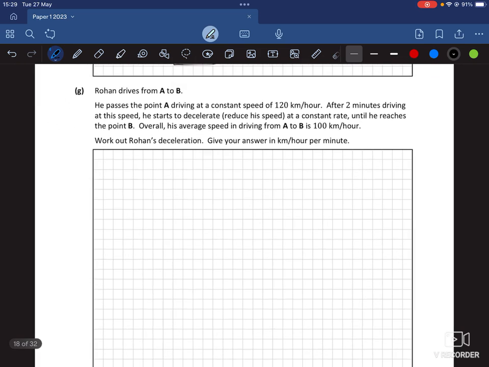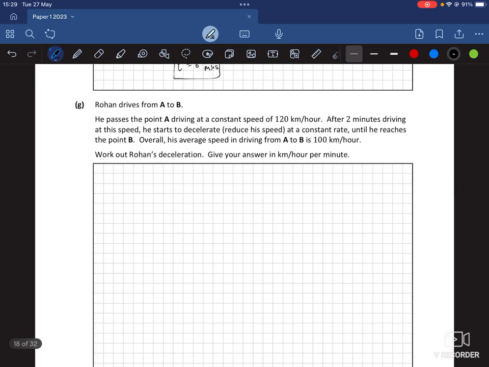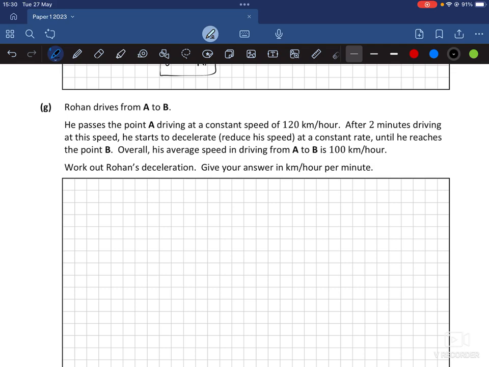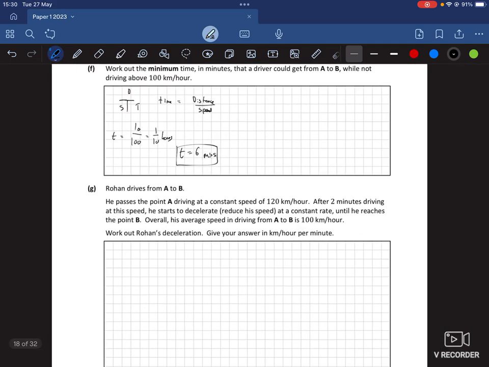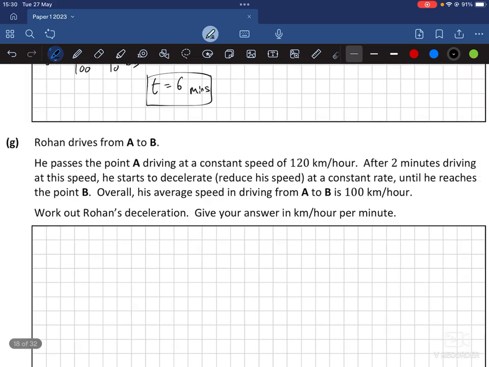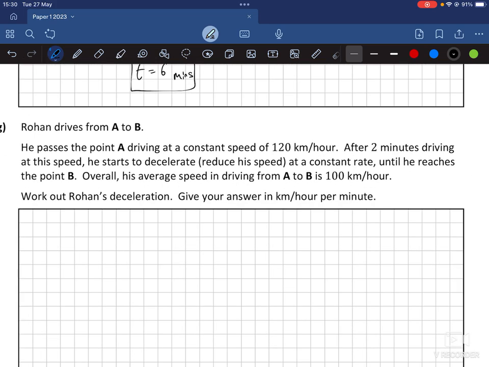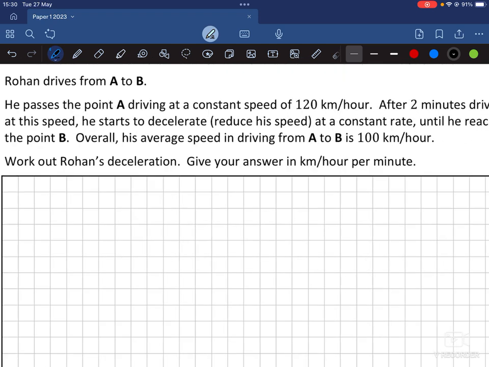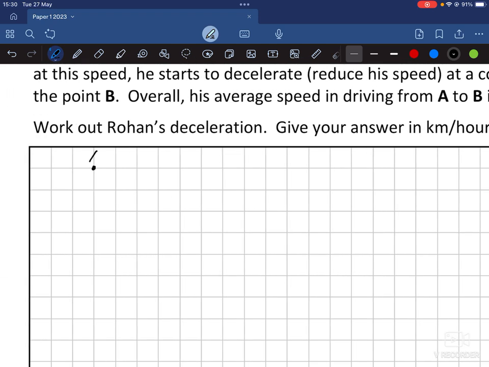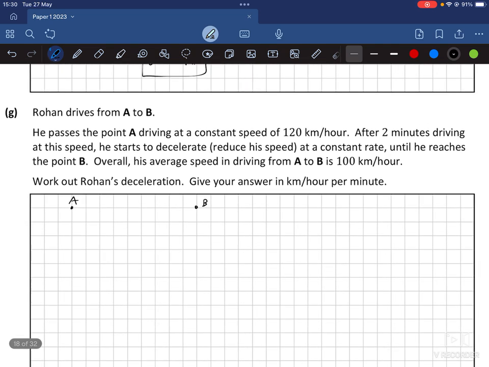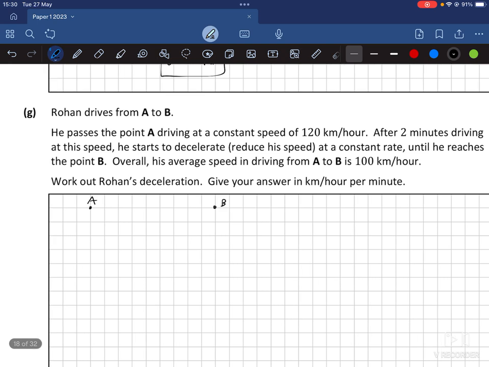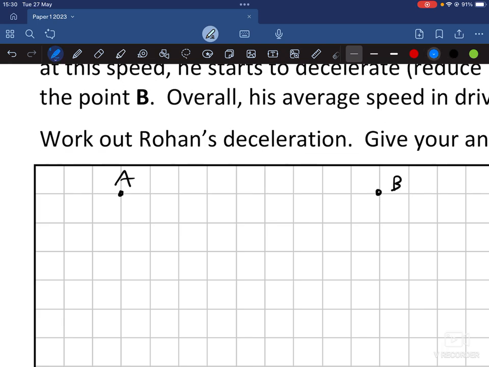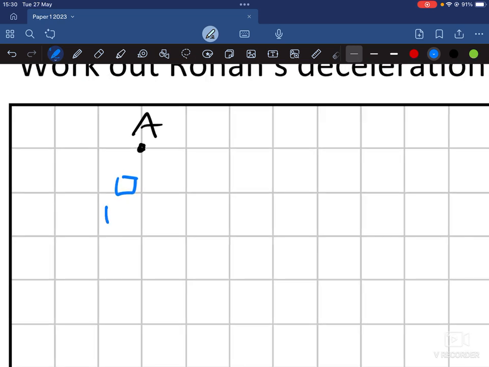Now this is probably the hardest of any question on the entire paper. I might have to go check the marking scheme midway, even after years of college maths, because this question always drove me mad. But okay, anyway, we're told Rohan is driving from A to B. Rohan's at point A, and then he's getting to point B. He passes point A driving at a constant speed of 120 kilometers per hour. So when Rohan passes this point, he's driving at 120 km per hour.